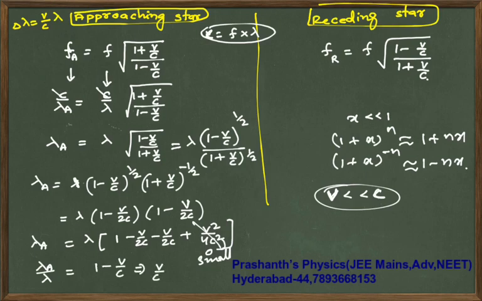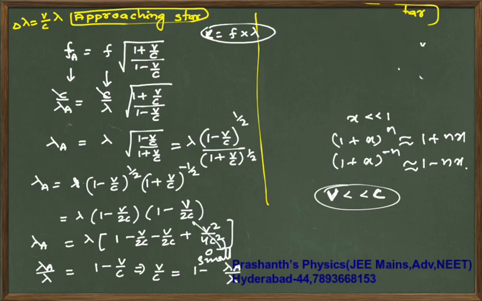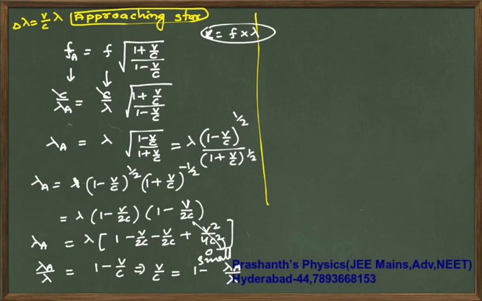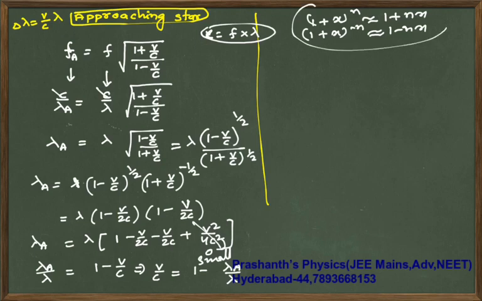Shift: v by c is equal to 1 minus lambda a by lambda. The receding star part I will come to later because of lack of space. So what is it that we got? Here I have used the binomial approximations: (1 plus x) whole power n is 1 plus nx, and (1 plus x) whole power minus n is 1 minus nx. Keep this aside.